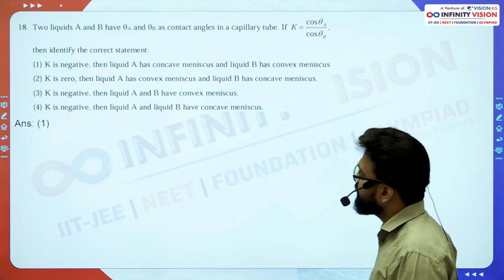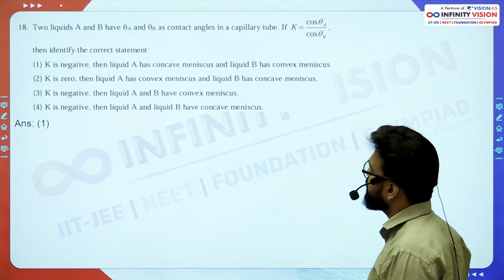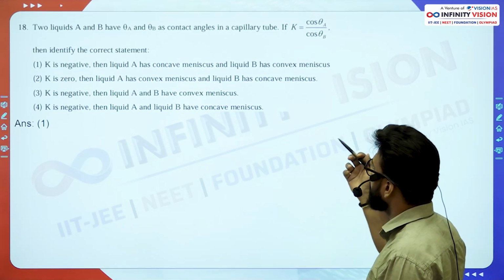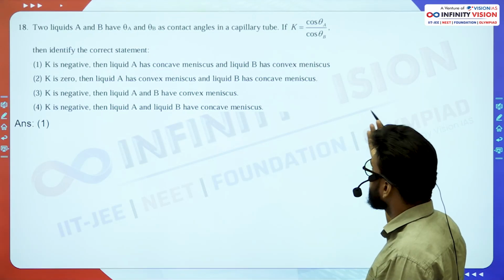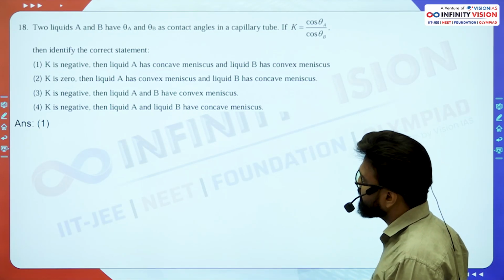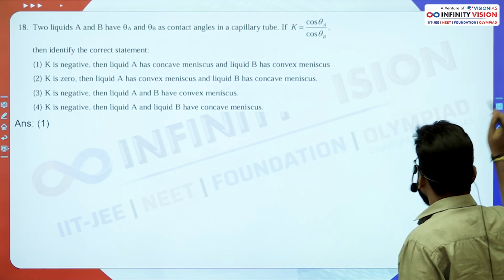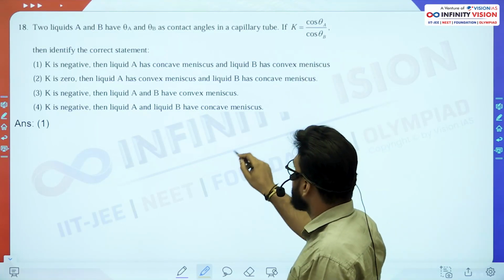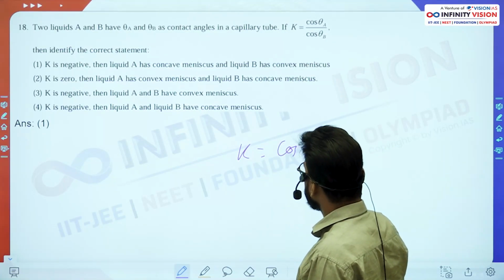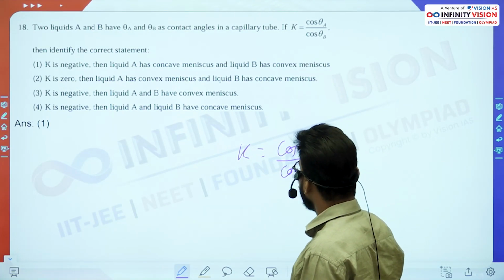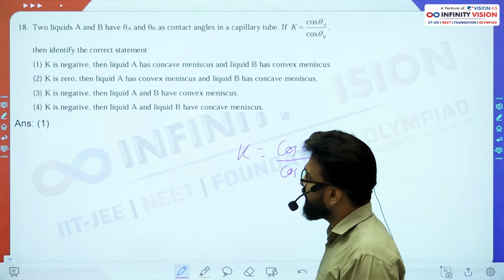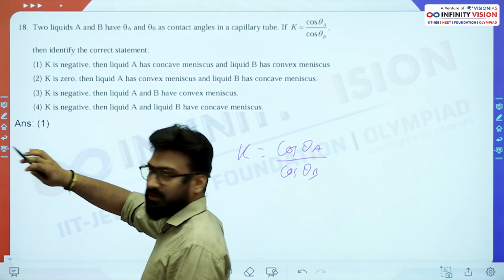Next, two liquids A and B have theta A and theta B as the contact angle in the capillary tube, which is given by the relation K is equal to cos theta A by cos theta B. Identify the correct relation. Dekho. First of all, K is given to you as cos theta A by cos theta B. Okay, we're going to check one by one.